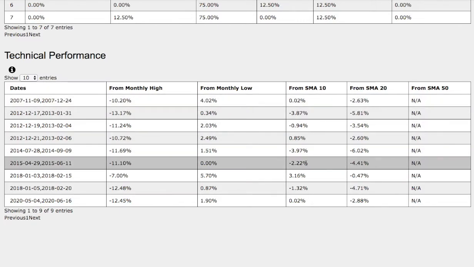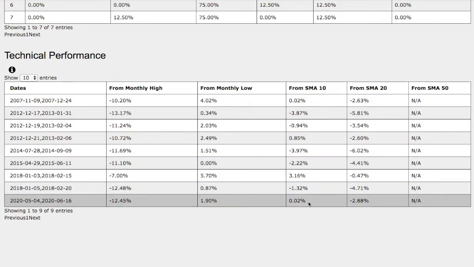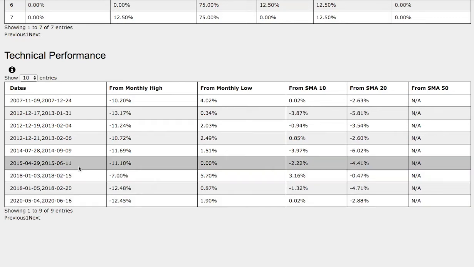So there are technical differences between the two trends. One is the 10 simple moving average. Back then, GDX was down 2.2% on the 10 simple moving average. Compare that to the trend we're in right now. We're up 2%, 2 basis points. So do keep that in mind.